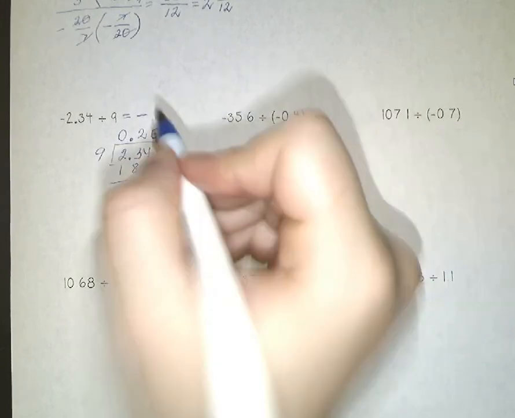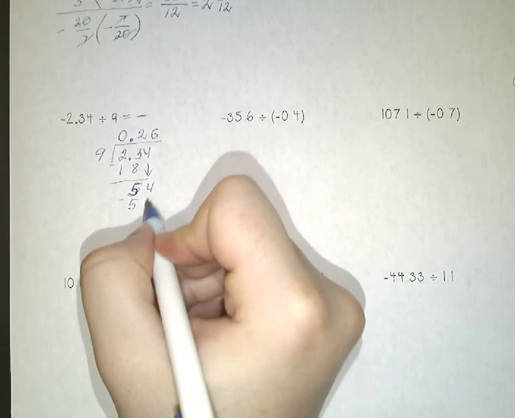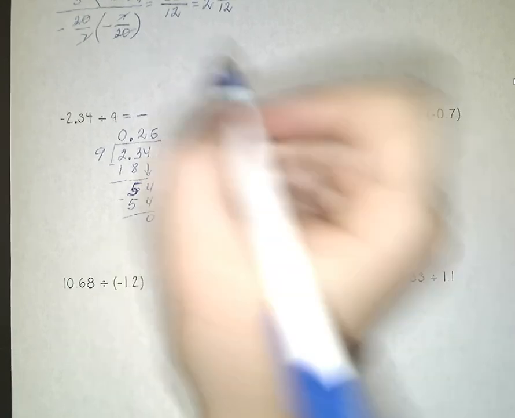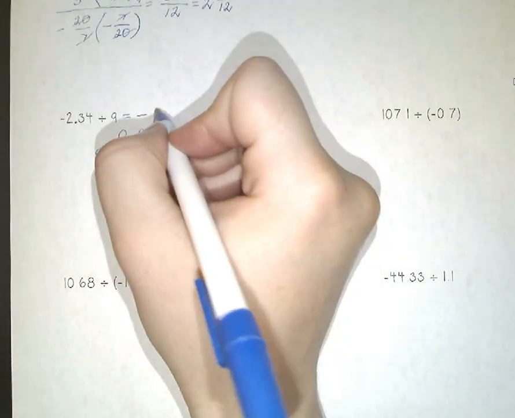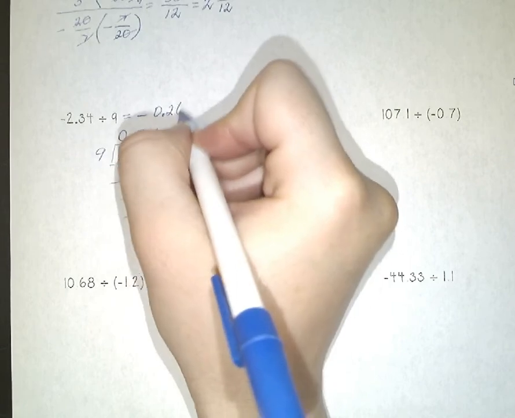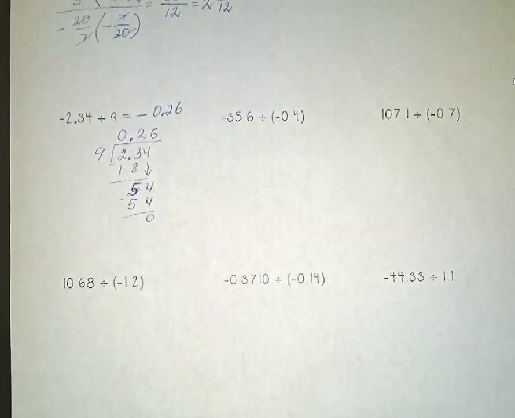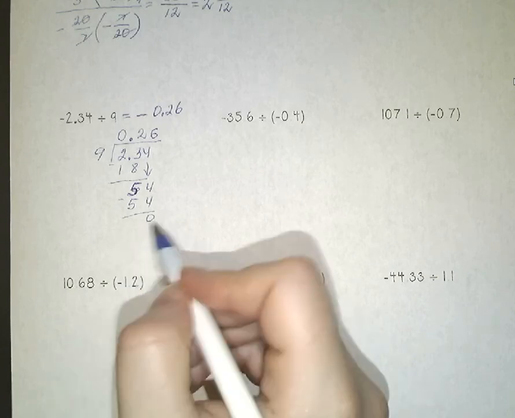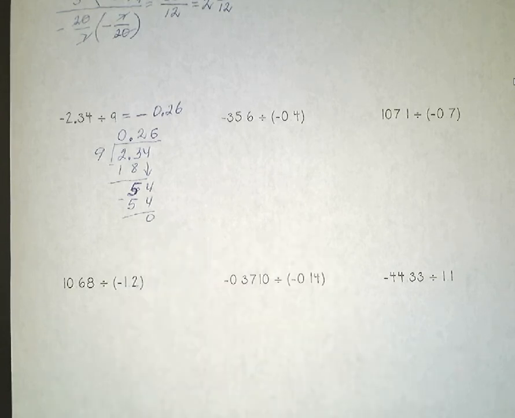Okay, so your answer, I'll just finish that. Your answer is -0.26. Now, if it wasn't finished, you would continue to divide, and you would get a repeating decimal, which is all right. Nothing wrong with that.